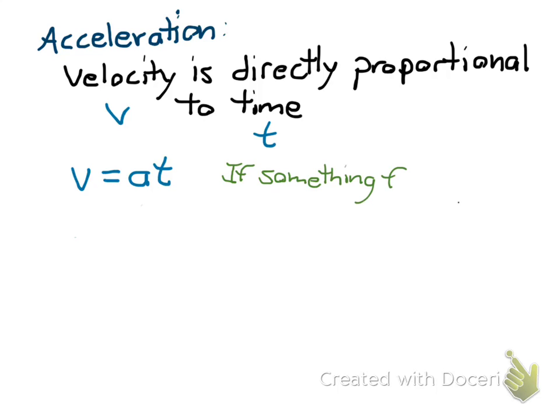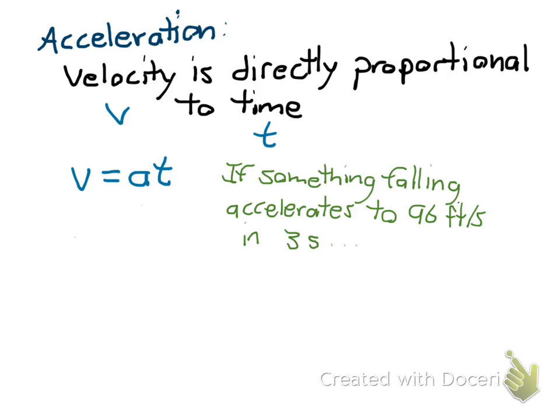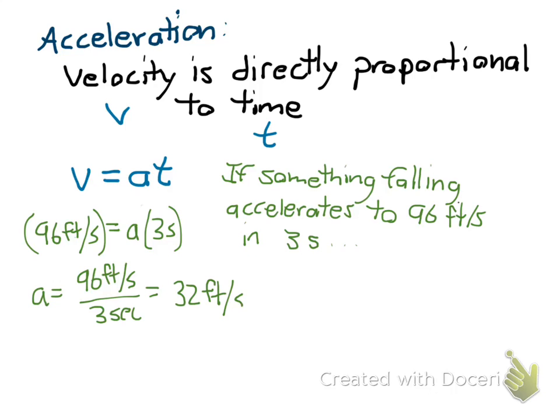So to find out this proportionality, let's take an example of something falling. Say something accelerates to a velocity of 96 feet per second in 3 seconds. We can use that information in our proportionality to calculate the acceleration. So, for something falling due to gravity, the acceleration will be 32 feet per second squared.